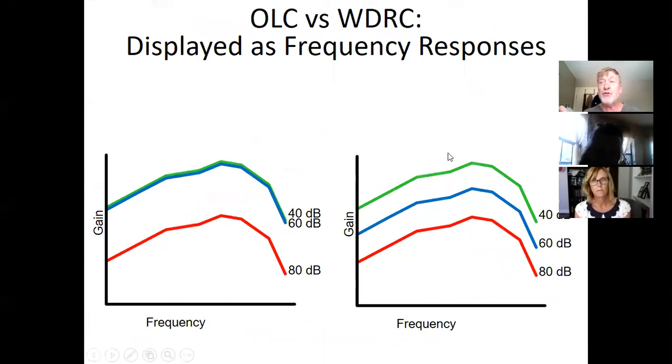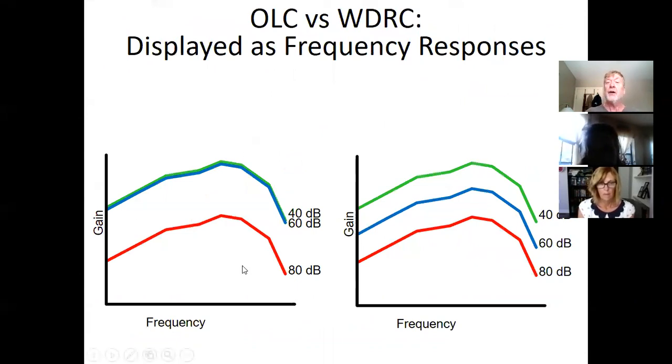If you look at this particular picture here, you've got the output limiting on the left, WDRC on the right, but now we're showing them as frequency responses. We're not showing them as input-outputs. This is now the more friendly way of looking at the differences between output limiting and WDRC. A little less abstract, a little less cerebral, a little less dealing with input-output functions.